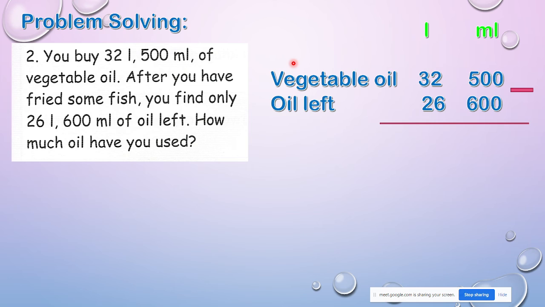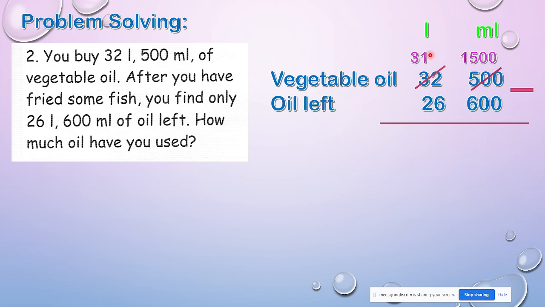So what will be the answer? How can we answer this? Look at here. We have 500 minus 600. Can you do that? No. What shall we do? We have to borrow. 32 liters will become 31. And then 500 will become 1,500.